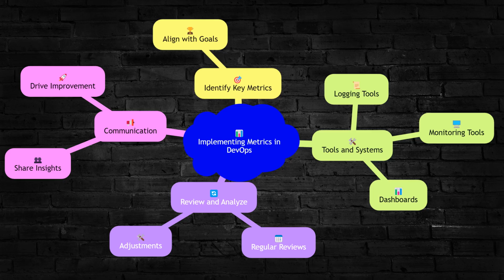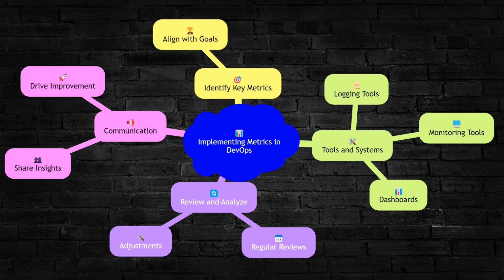Implementing metrics in a DevOps environment involves several steps. First, it is important to identify the key metrics that align with the organization's goals. Next, tools and systems need to be put in place to collect and analyze these metrics. This may involve using monitoring and logging tools, as well as setting up dashboards to visualize the data. It is also important to establish a process for regularly reviewing and analyzing the metrics, and making adjustments as needed. Communication is key, as the insights gained from the metrics should be shared with the entire team to drive continuous improvement.